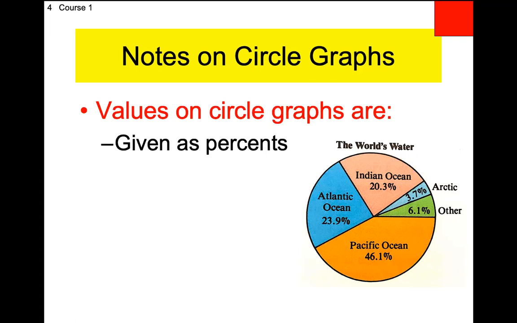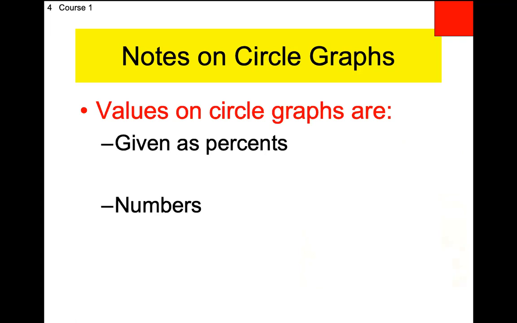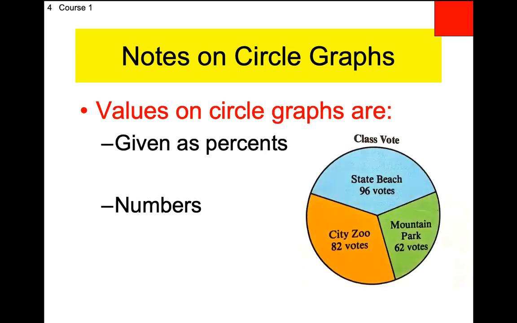Some pie charts, instead of having percentages, there's just straight up numbers. Here's an example. So it says a class vote, who wants to go to the beach, the zoo, or the mountain, right? So there are class votes. Notice there's no percentages there, but there are numbers. And those numbers would represent out of the entire class how many voted for it.